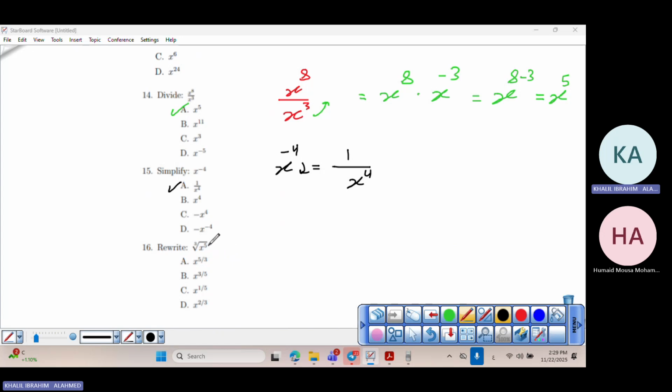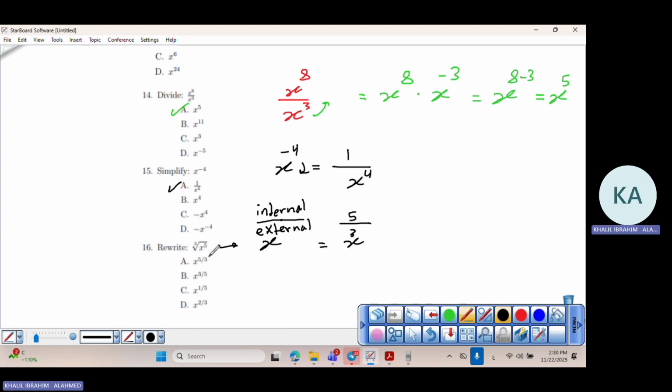This is internal over external. This is x to the power internal over external. This is the formula. That means x, internal 5 but external 3. Then x to power 5 over 3. The answer is A. Be careful about this.